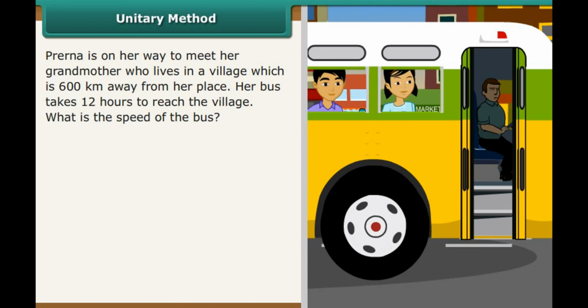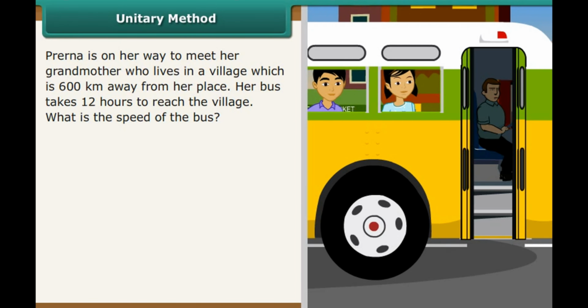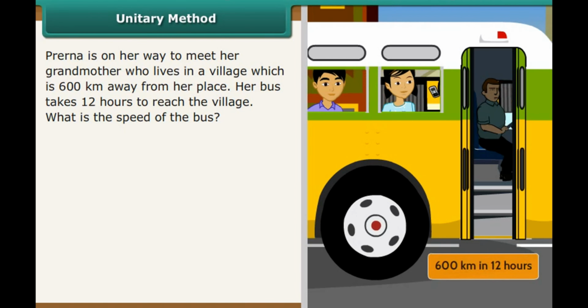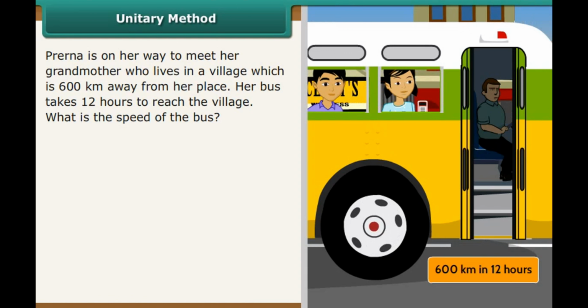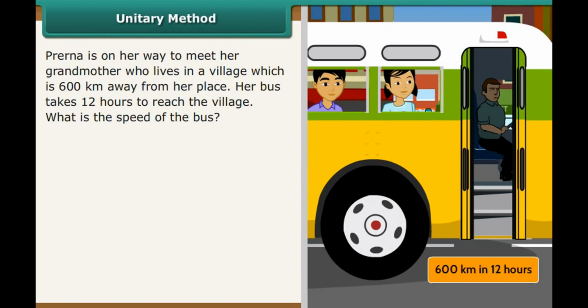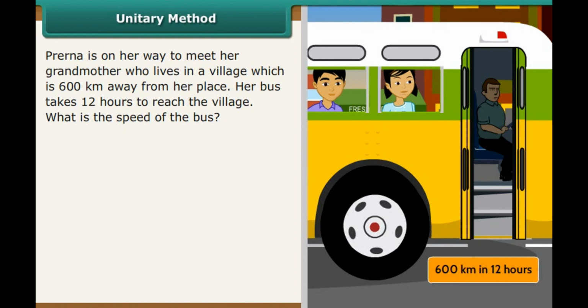Unitary method. Prerna is on her way to meet her grandmother who lives in a village which is 600 km away from her place. Her bus takes 12 hours to reach the village. What is the speed of the bus?